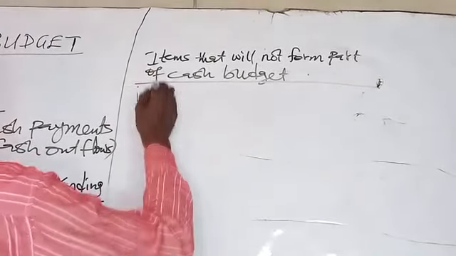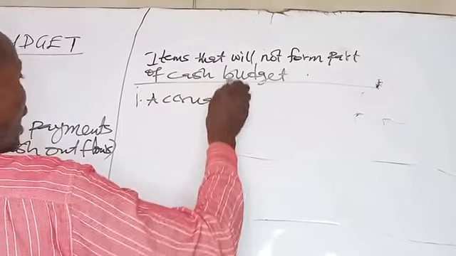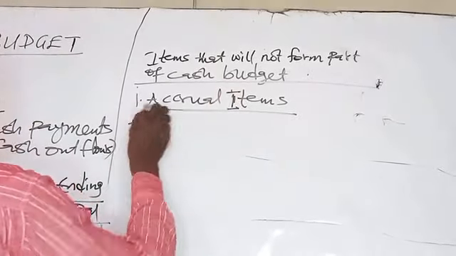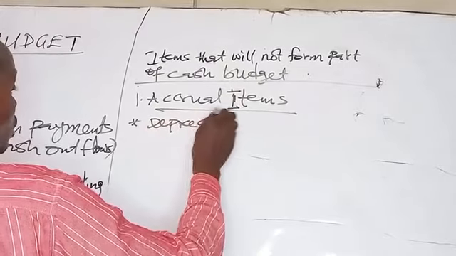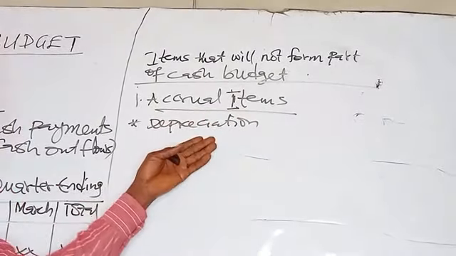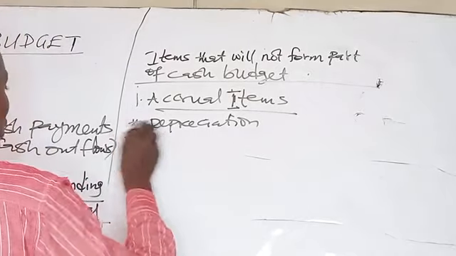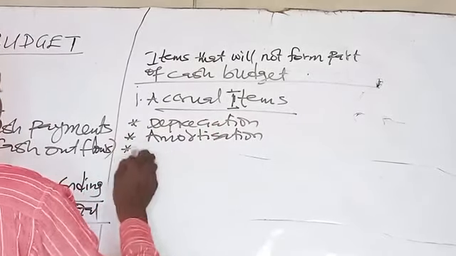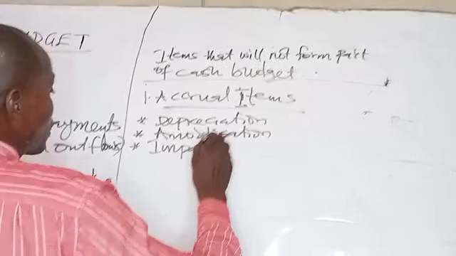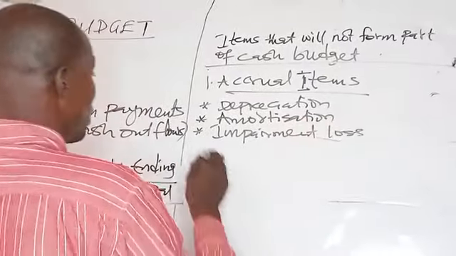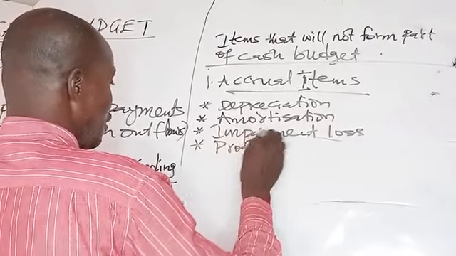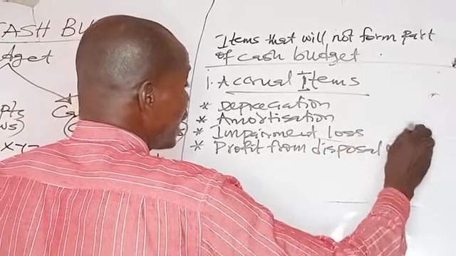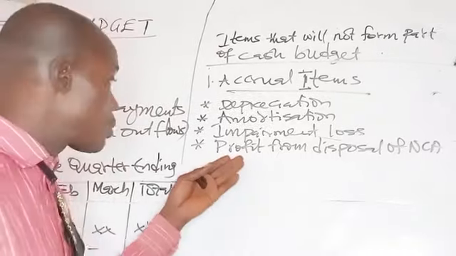We have accrual items, or non-cash items, such as depreciation. So depreciation, no, it doesn't involve flows of cash. Therefore, it should not be recorded in the cash budget. Amortization, impairment loss, profit from disposal of non-current assets. No, profit follows accrual principles.